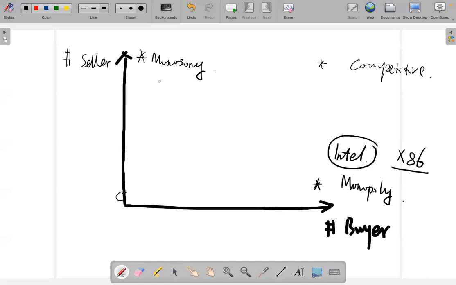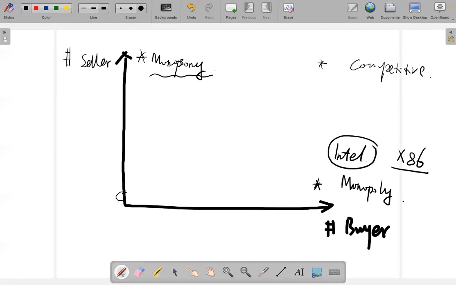Does anyone know how to spell it? Yes, there's a P between the S and O. Apologize, the spelling may not be precise. Did you find it? Monopsony, there's a P between the O and S. M-O-N-O-P-S-O-N-Y. Okay, anyway, thank you so much.